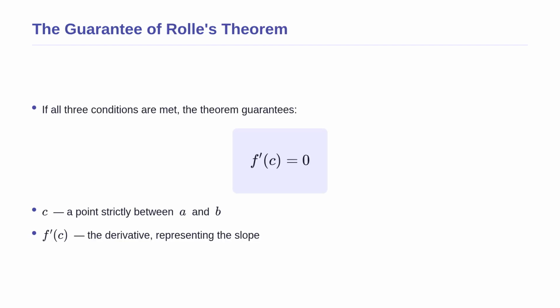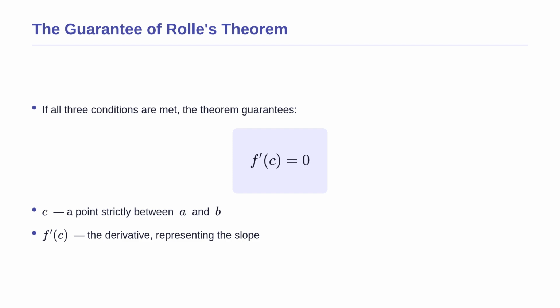Once we have verified those three conditions, what exactly does the theorem give us? It guarantees that there must exist at least one point, which we call c, somewhere strictly between a and b, where the derivative is exactly zero. In this formula, f prime of c represents the exact slope of the tangent line at that specific point. The value 0 means the slope is completely flat or horizontal.